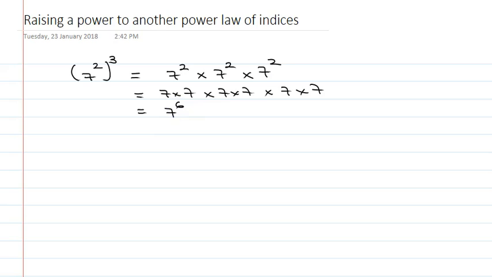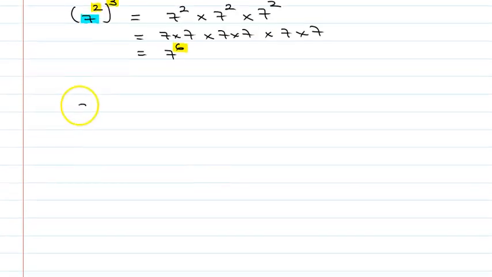Now can we spot a rule? The base is 7. It has to be true for the rule to work. Let's look at the index. We've got 2 and 3. And our outcome was 6. Can anyone spot what the pattern might be? Let's just do another one just to make sure. Let's go with 2 to the power 4 raised to the power 3.